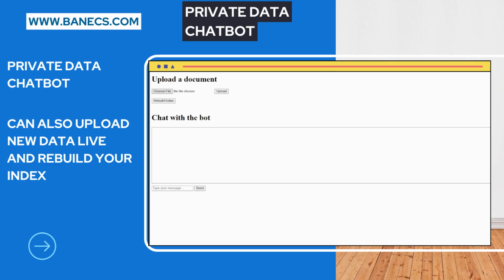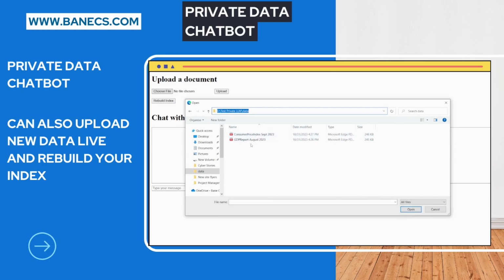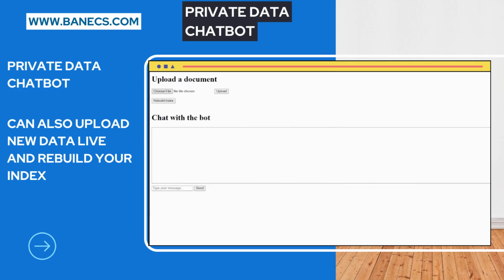where now we can chat with that data. So let's get some questions queried up, and basically what we're looking at here is the consumer price index of 2023 and the GDP report for August 2023 for Canada that were just released recently. Let's ask it some questions around that data.